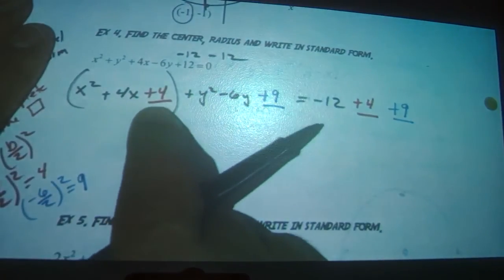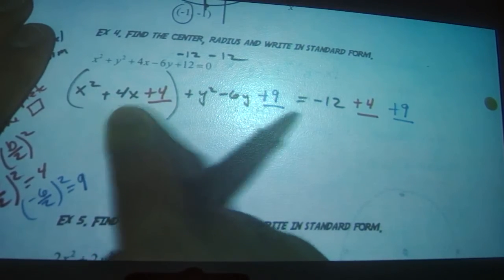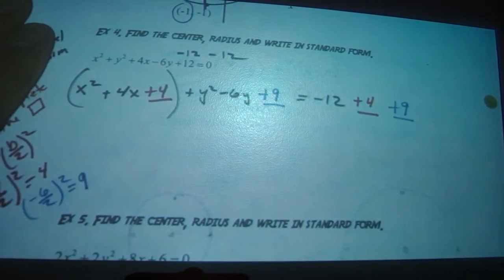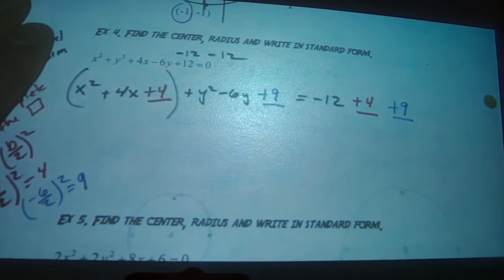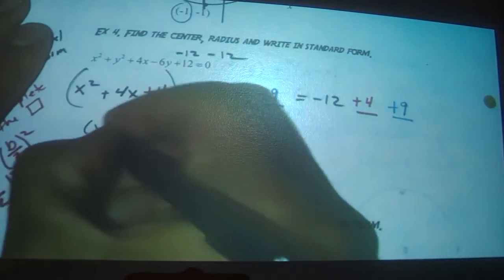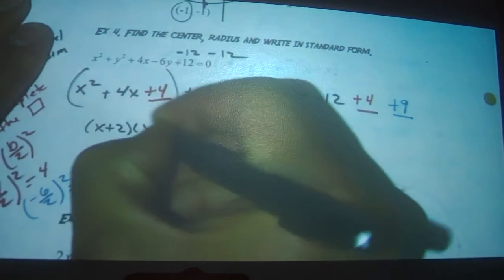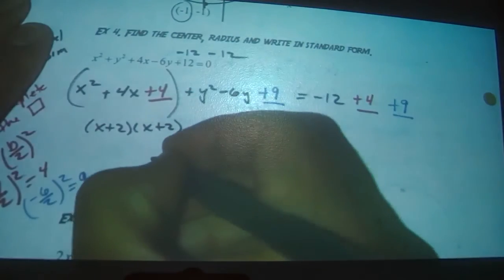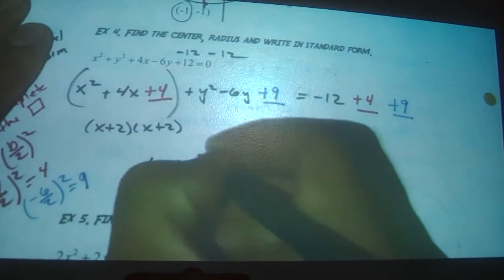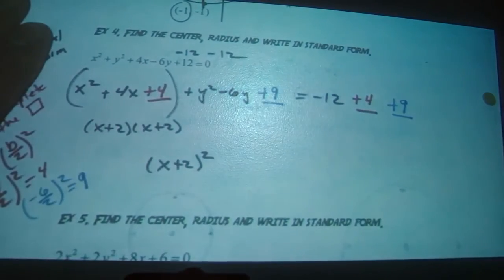Let's factor this one. What are factors of 4 that add up to 4? Factors of 4 that add up to 4 are 2 and 2. So write it as x plus 2, or I prefer to write (x + 2) quantity squared. That's why it's called completing the square.